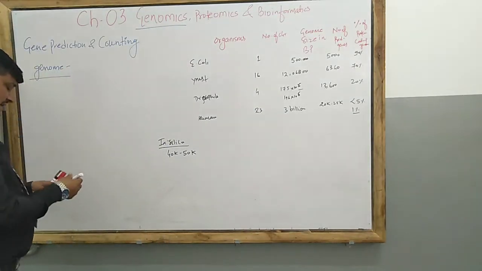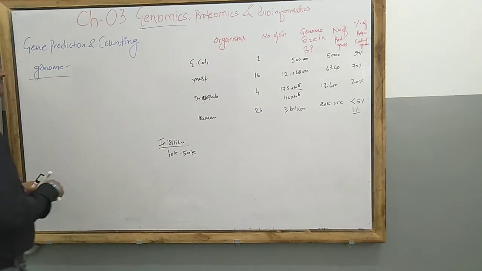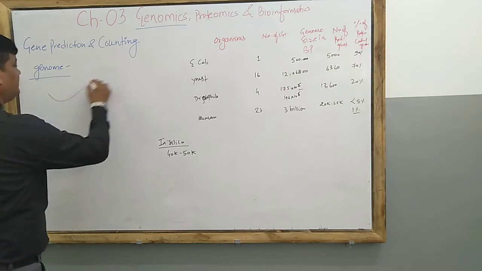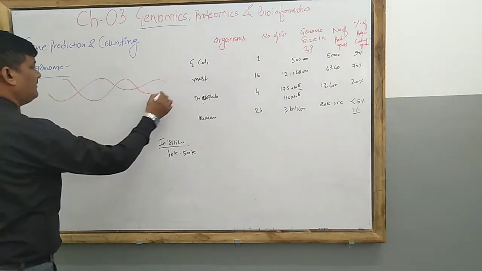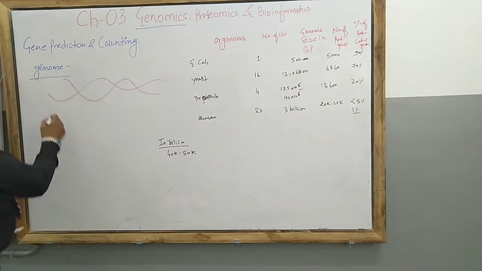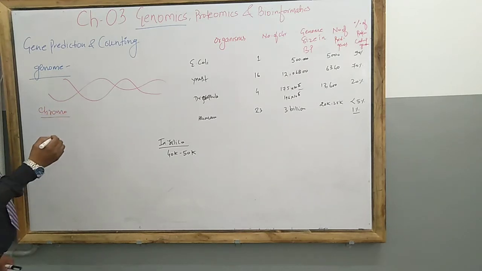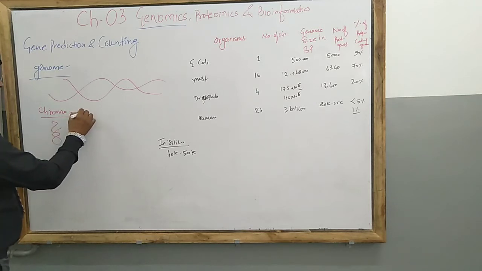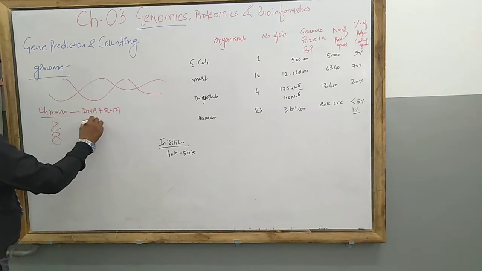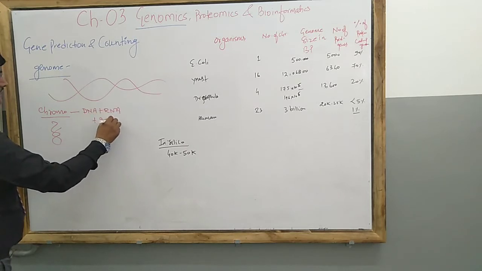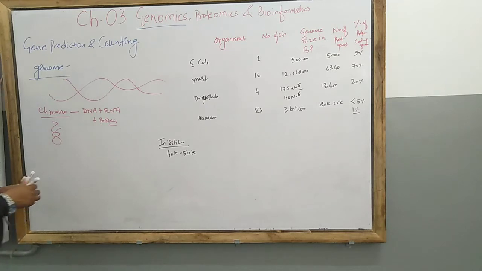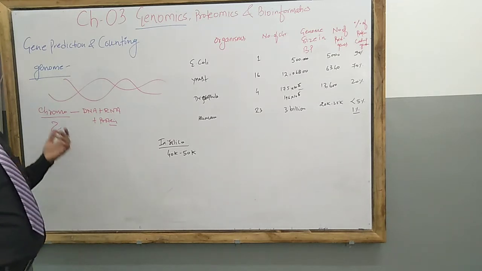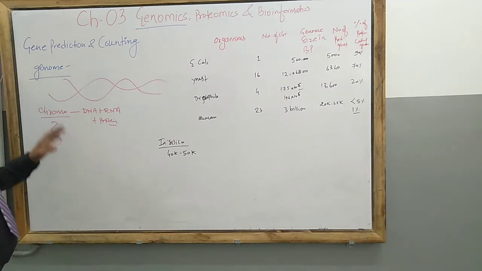And this is the double stranded structure of a DNA. The chromosome is a chemical, thread-like structure, and chemically it is made up of DNA, RNA, and protein. This is the chemical composition of the chromosome, or you can also say the chromatin fiber.